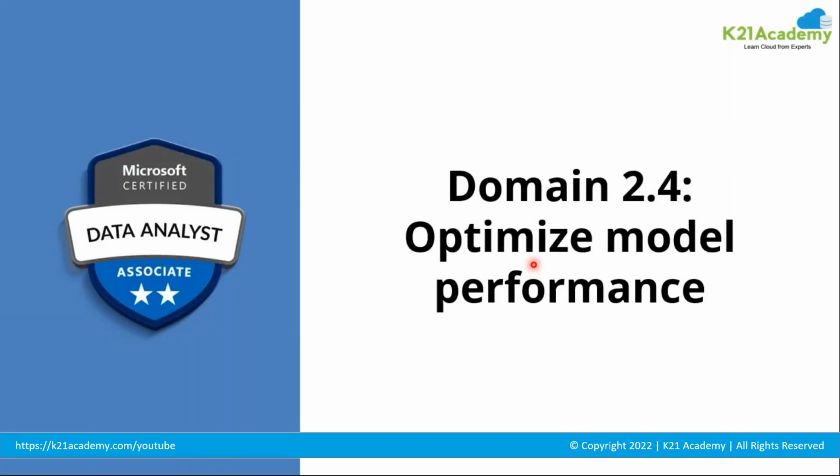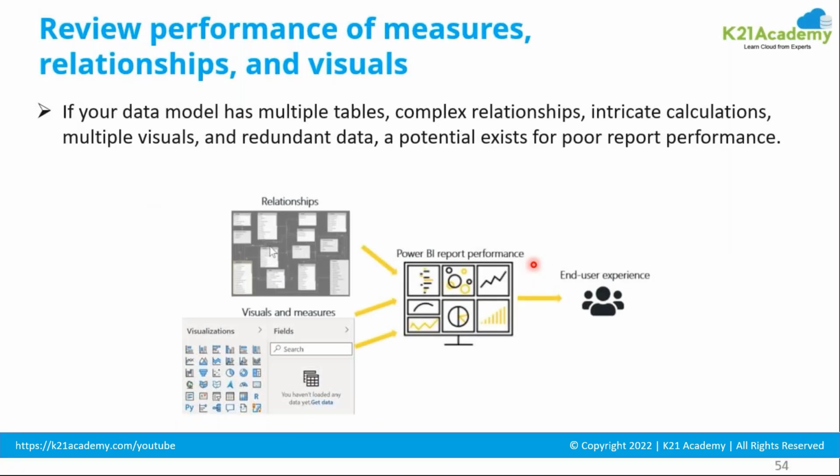Now about optimizing your model, this is about reviewing the performance of measures and relationships. If your data model has multiple tables, complex relationships, intricate calculations, multiple visuals, and redundant data, a measure is an on-demand process. Suppose you want to do some custom calculations and use them on demand, because a measure never takes physical space, it takes virtual space. While a calculated column, if you want column by column data, always captures space as well, because it's a physical entry there.